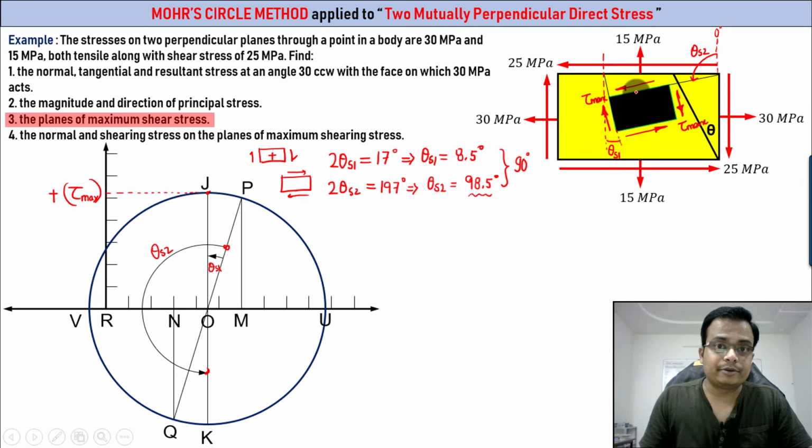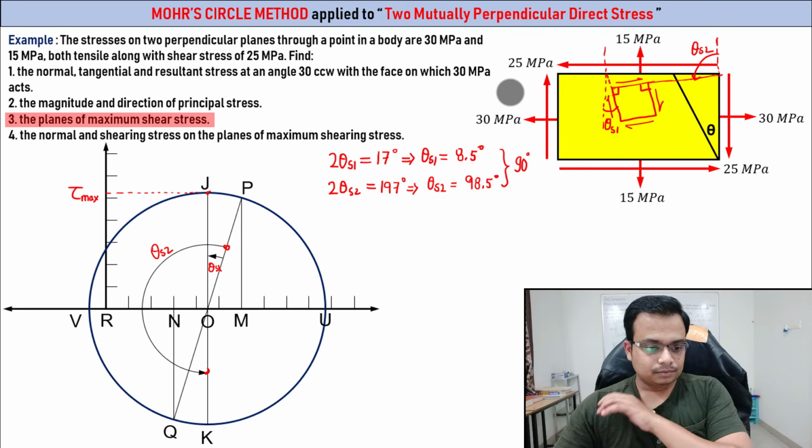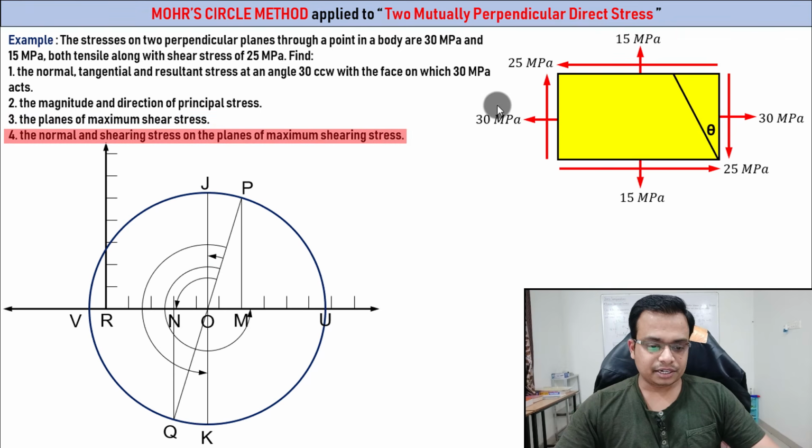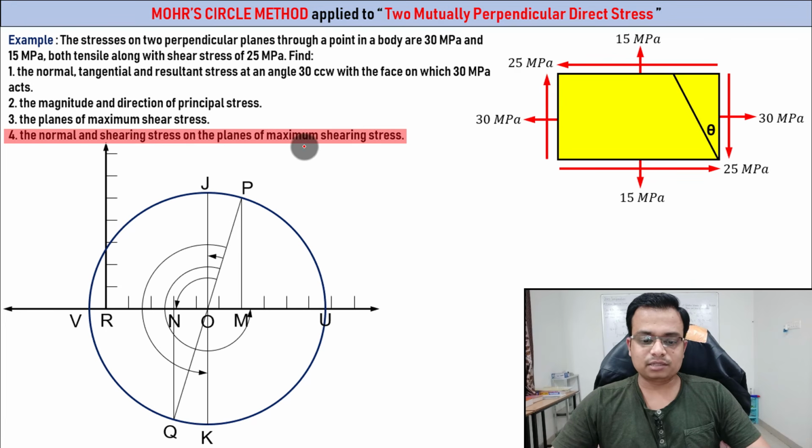So that's all I wanted to explain. Let's get back to business. Final case: the normal and shearing stress on the planes of maximum shear stress. So this is the plane OJ and this is the plane OK. These are the planes of maximum shear stress. Along this plane, you need to find the value of normal stress. This is fairly simple. Any measurement of normal stress has to be done with respect to R.